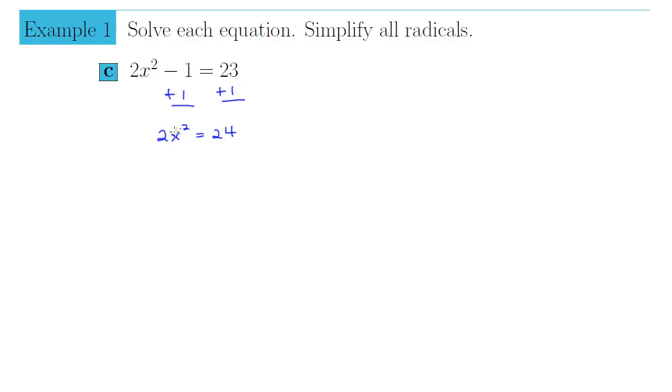And now let's continue. We're solving to get a quantity squared on the left. So let's divide both sides by 2. And that gives us x squared equals 12.